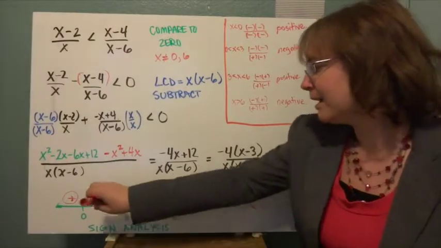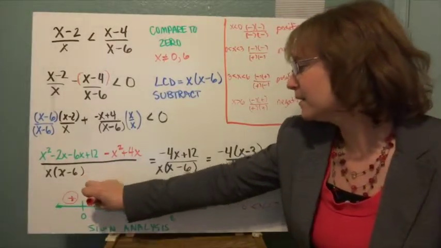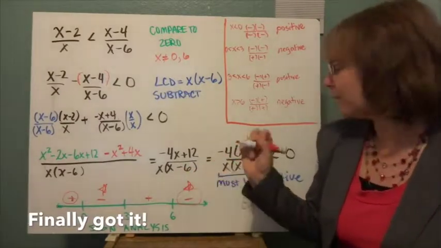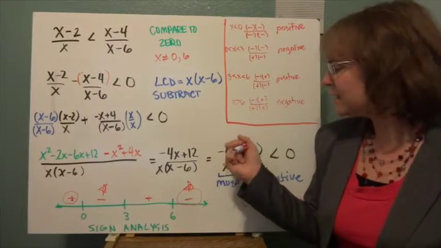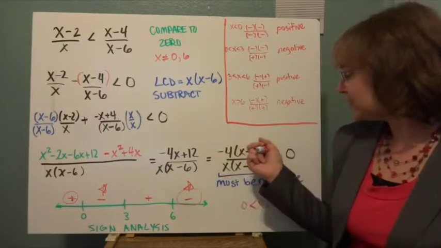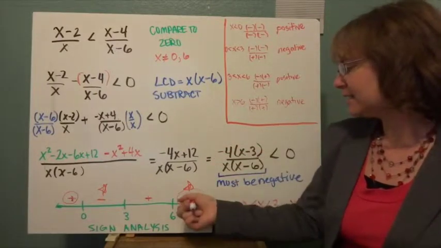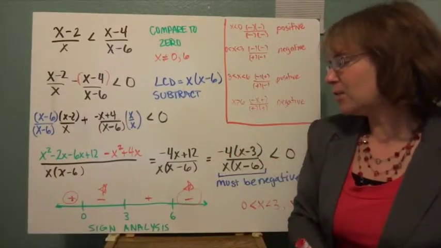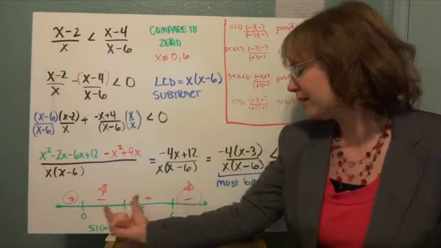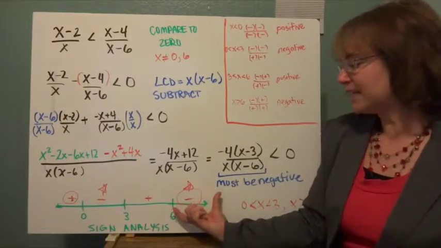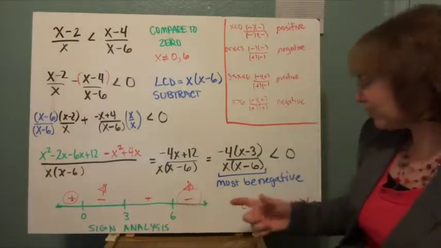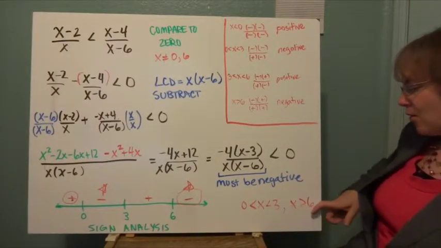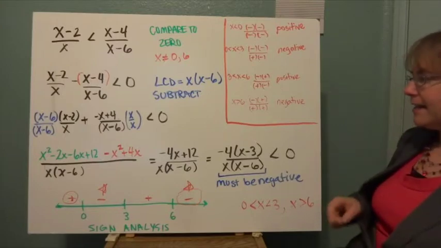So therefore, these places are where this inequality, I guess I said equation before, but really should have said inequality, is true. This inequality is less than 0 when this is negative. And so it's x between 0 and 3, and x after 6. So x is greater than 6. So you can write it like this. X is greater than 0 but less than 3, or x is greater than 6.